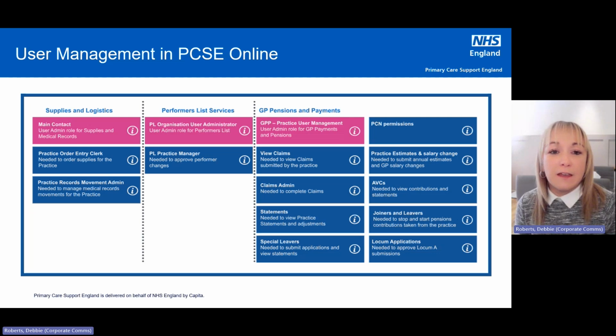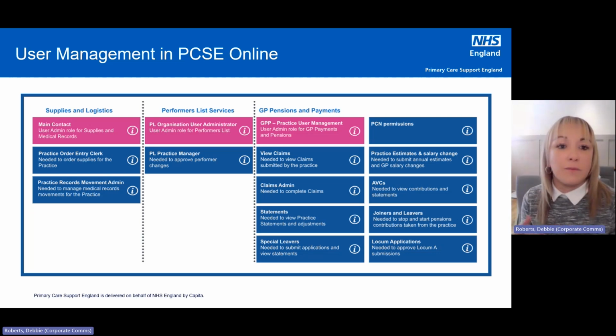So if you're the GPP Practice User Management Administrator, you can only assign roles that are related to pensions and payments, same as the performer list. So if you're the PL Organisation User Administrator, you won't be able to assign anybody any pensions roles. So just have that in mind if you are trying to give roles out to somebody, or if you need a role yourself, you need to make sure that you're linking in with the correct user administrator.